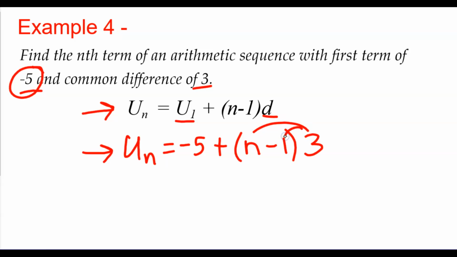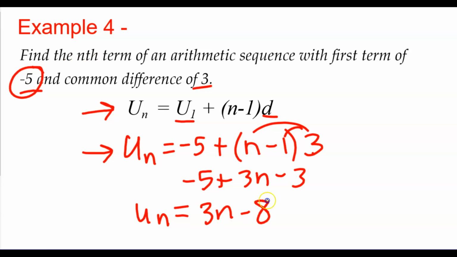That's it. Now this is an explicit formula for the nth term, but it can be simplified. So we're going to distribute. We're going to get -5 plus 3 times n is 3n. 3 times -1 is -3. So our formula for finding the nth term of an arithmetic sequence is 3n minus 8. Alright, one more example.